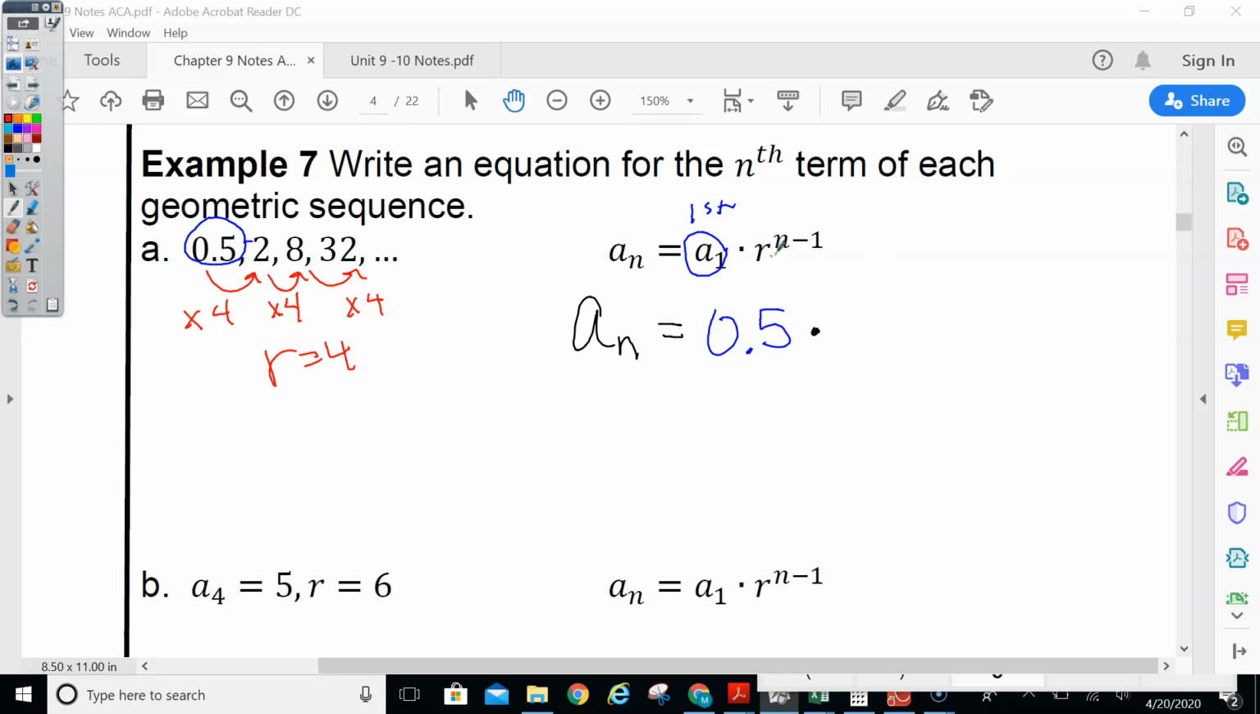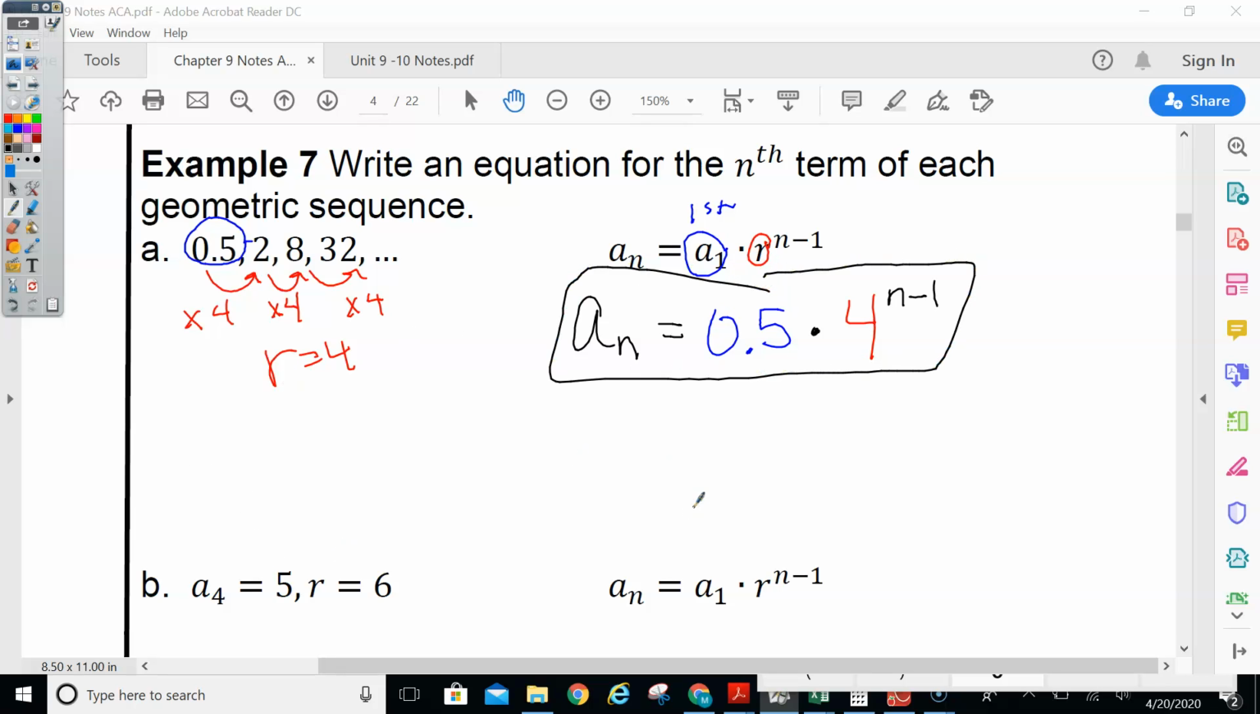So that's what we're going to plug in for this R right here. Not R, 4. And then we're going to leave n minus 1 because it's a formula that it wants. So this is an equation that will allow us to find any term in the sequence. That's all we have to do for that one. Find R and then plug them in.